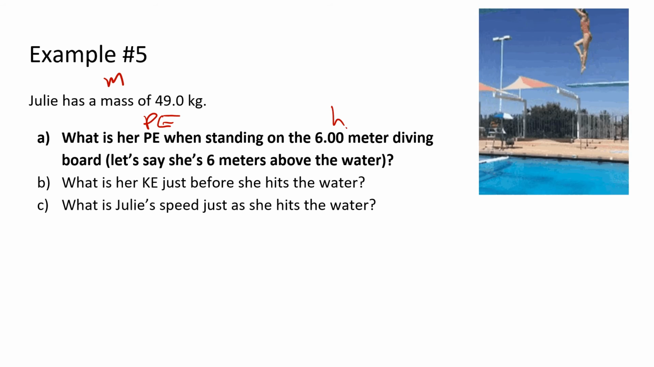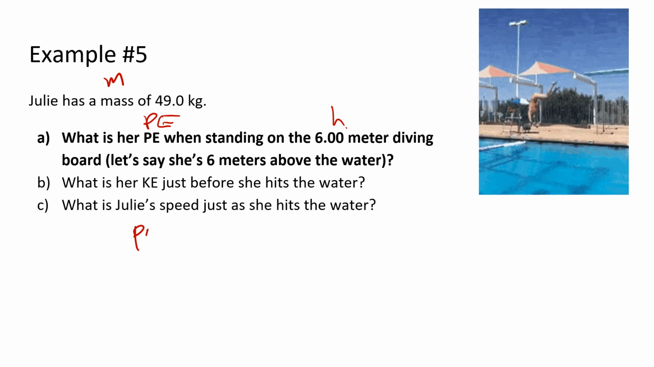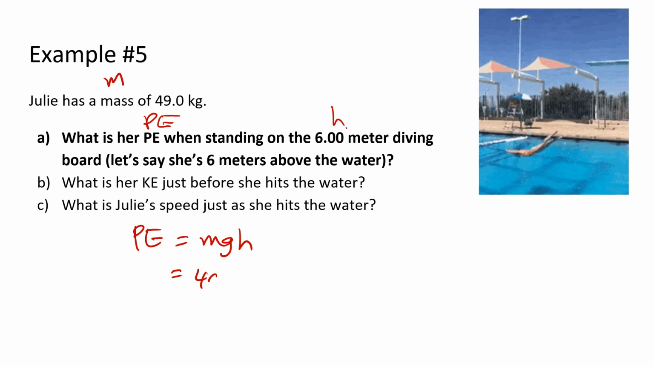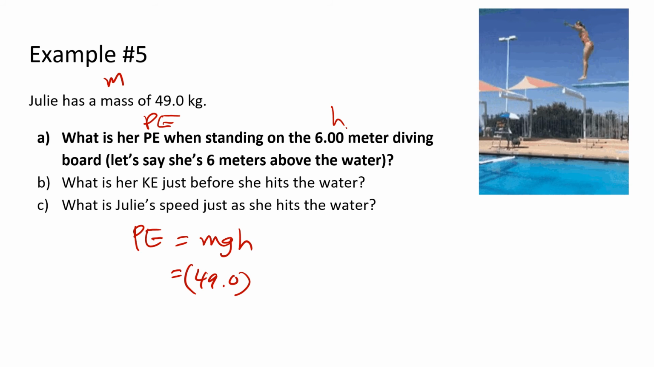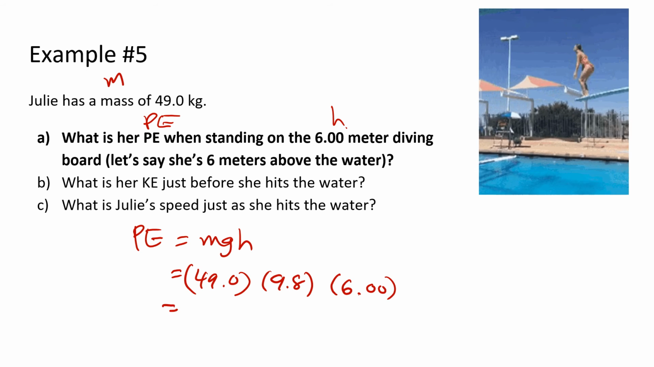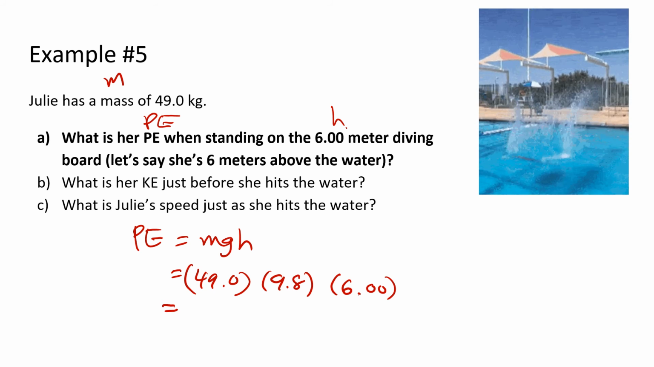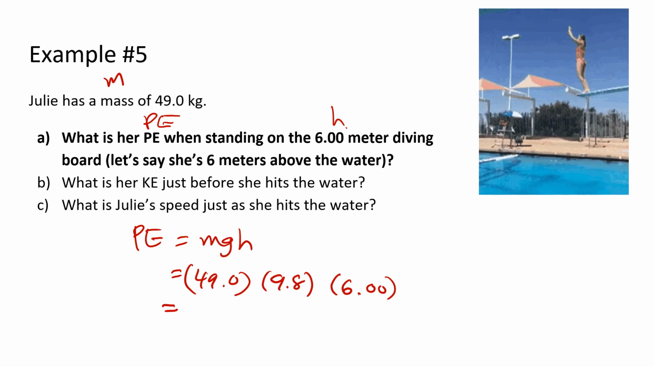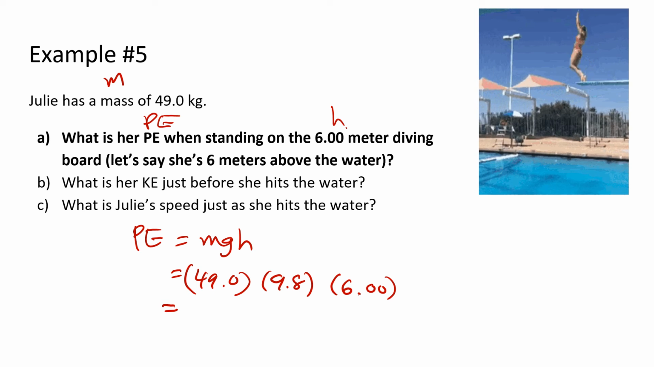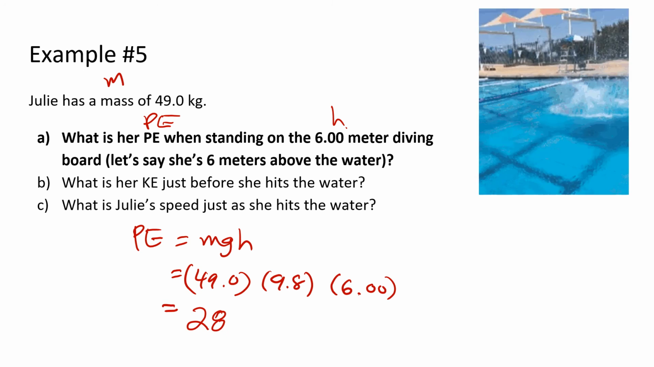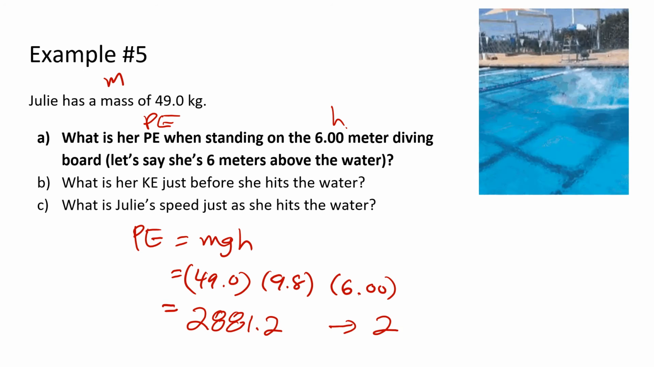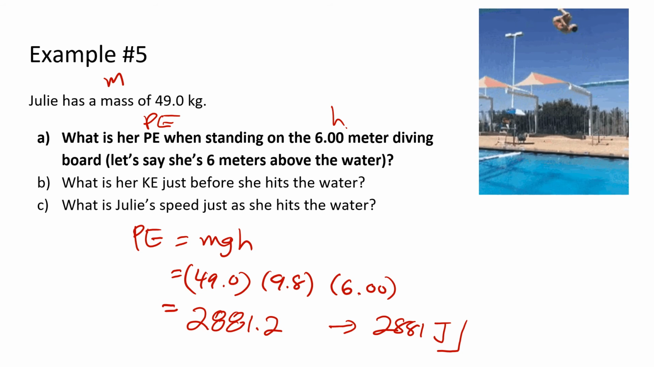Here's my height. Potential energy equals mass times g times h: 49 times 9.8 times 6. I'm just going to put all the numbers I have in this one. So 2,881.2. We can just make this 2,881 joules to make it easier.